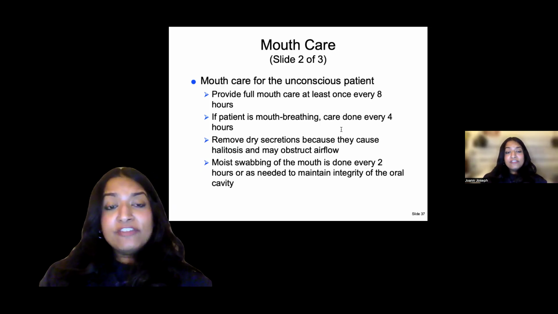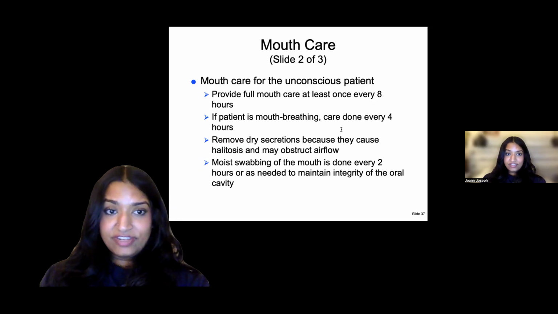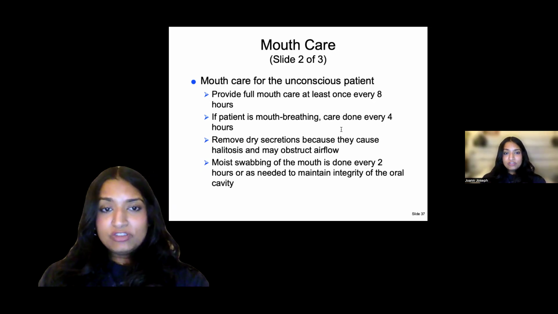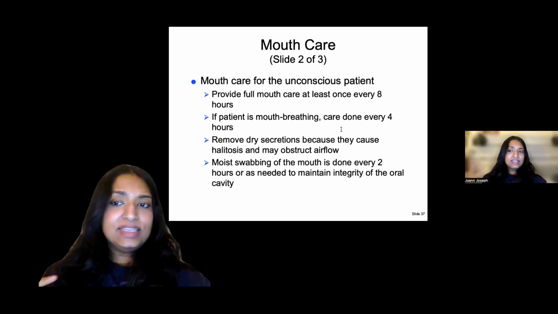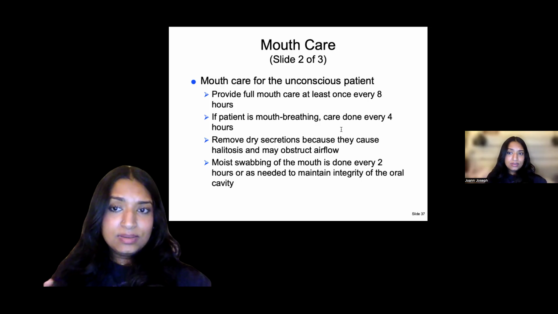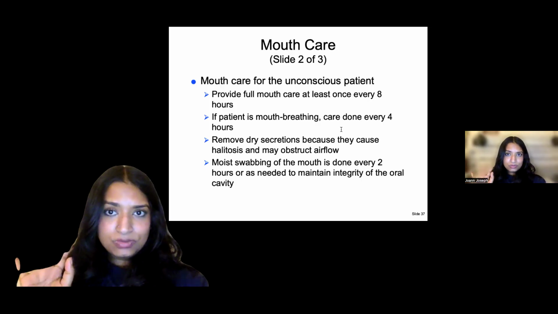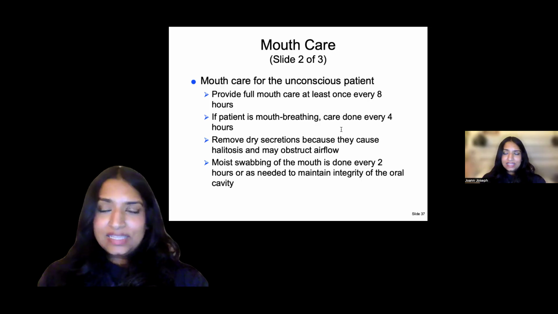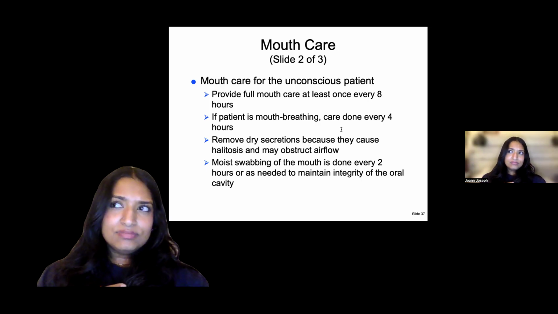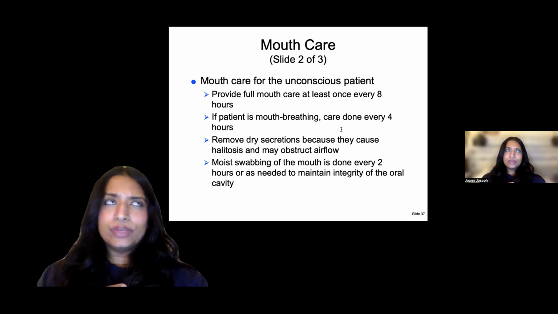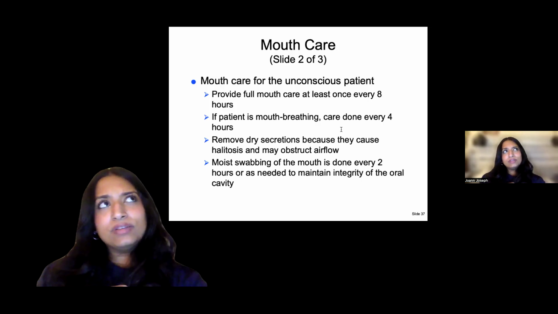So this is mouth care for the unconscious patient. You need to provide full mouth care at least once every 8 hours. If the patient is mouth breathing, they need to be having care every 4 hours. So why would somebody who is mouth breathing need more frequent mouth care? Take a second to formulate these thoughts in your head. Why would they need oral care more frequently if they're mouth breathing?